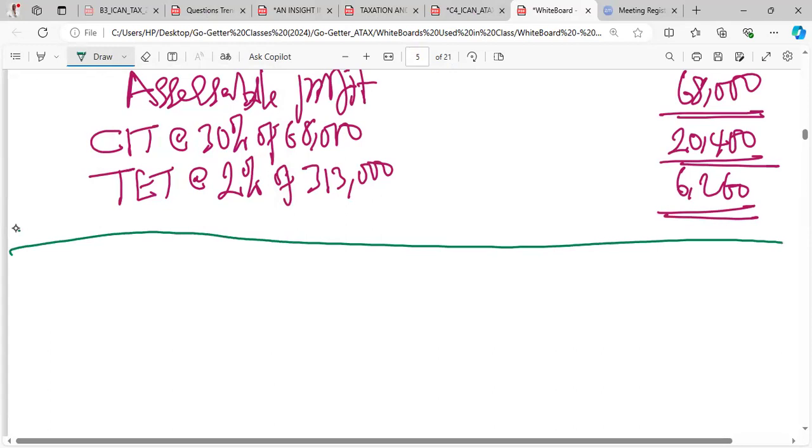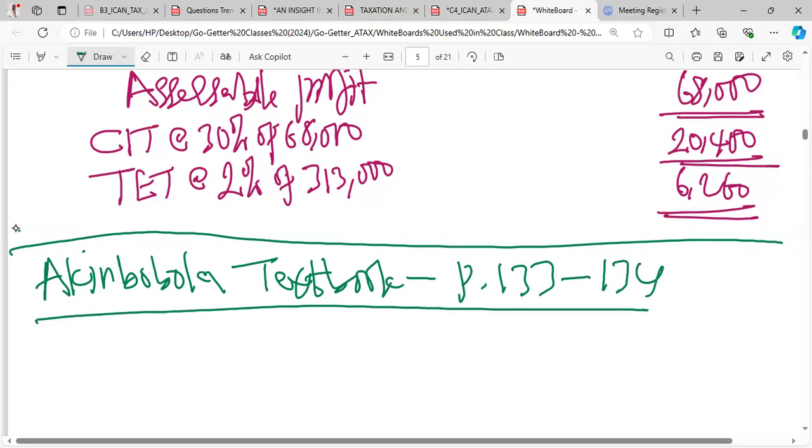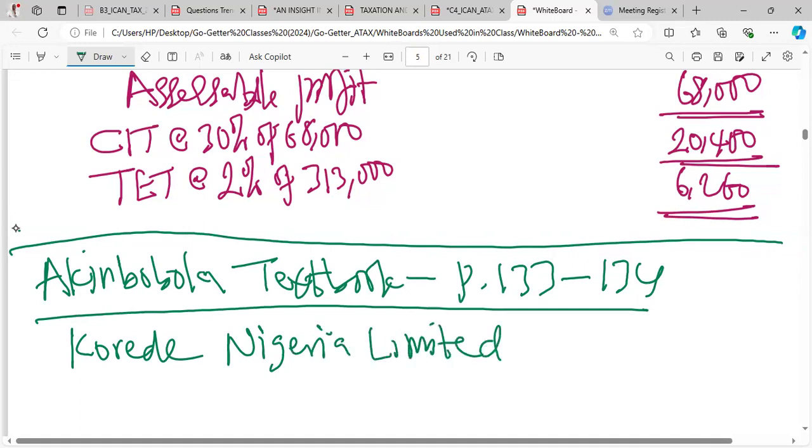I'll say this is Akin Bobola textbook, page 133 to 134. So this is Korede Nigeria Limited. So this is a company.